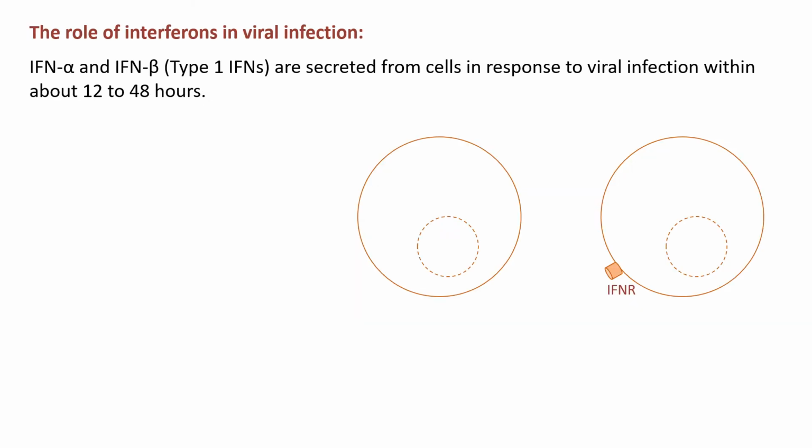Interferons, of course, are really quite useful in terms of intracellular infection, in terms of viruses entering host cells. So we're talking about interferon alpha and interferon beta. These are type 1 interferons. There are different classifications. They're secreted from cells when those cells are infected by a virus. And this usually happens fairly quickly. We're talking about sort of 12 hours up to 2 days for this to happen.